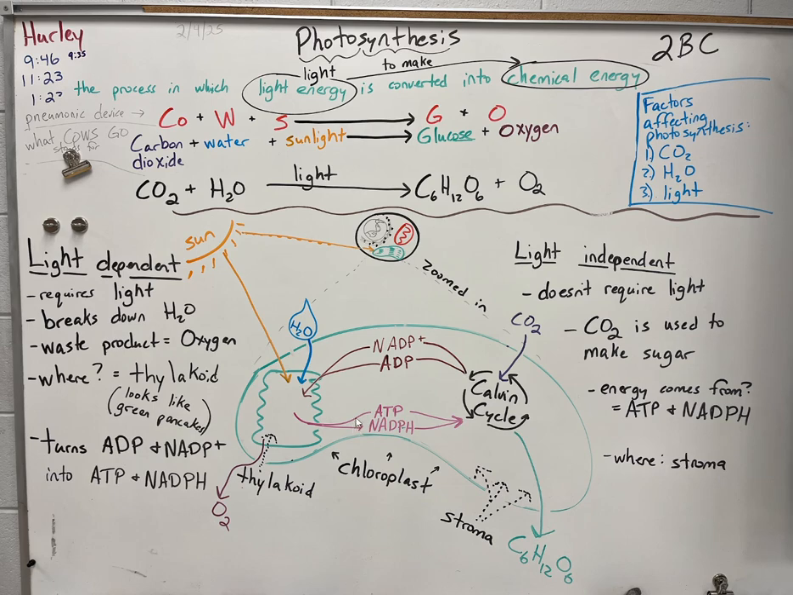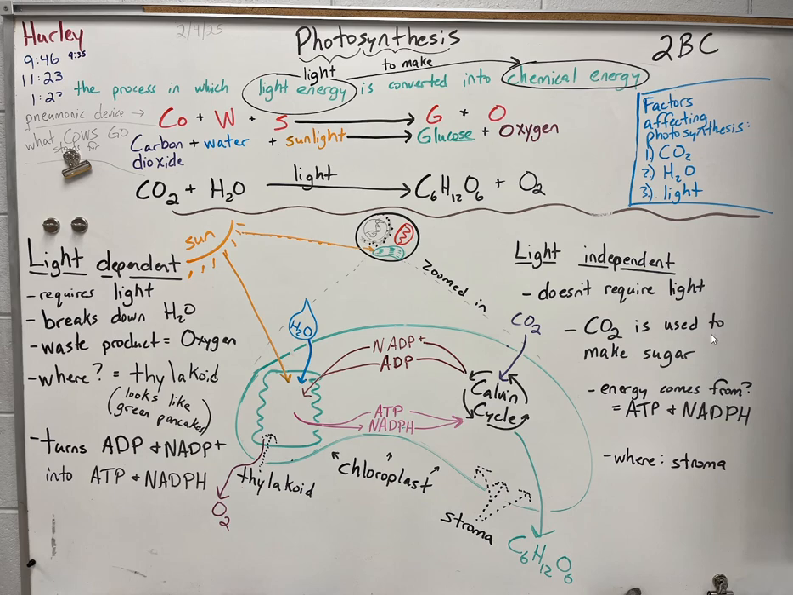If you look over here at the notes, that's kind of, in writing, explaining what we talked about verbally. It requires light. It breaks down the water. The waste product is oxygen. Where does this happen? It happens in the thylakoid. These light-dependent reactions happen in the thylakoid. And it turns NADP plus and ADP, turns these two things into ATP and NADPH.